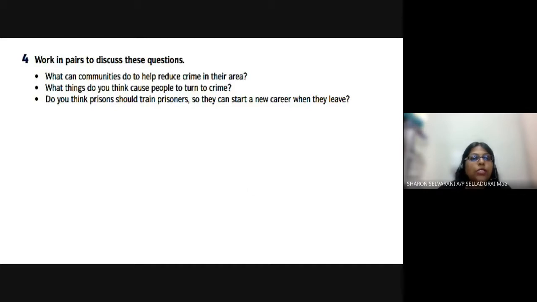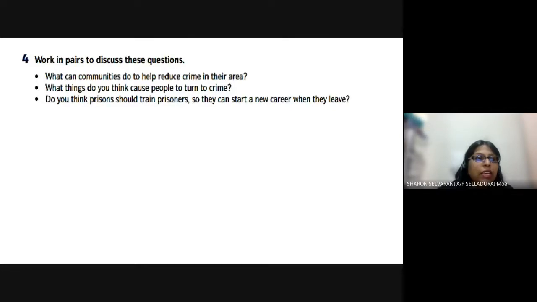Okay, so what can communities do to help reduce crime in their area? What can we do? What can communities do? Like in your taman and all that. What can they do?